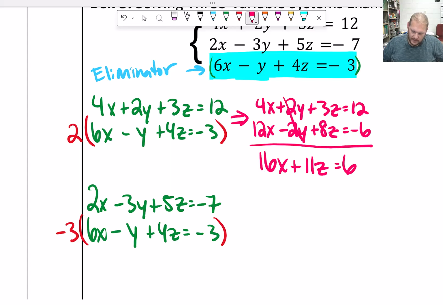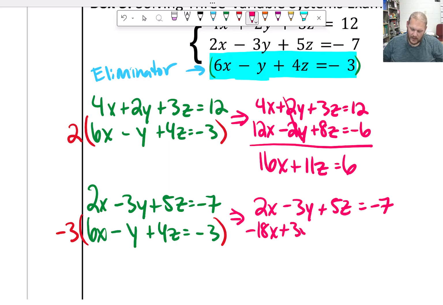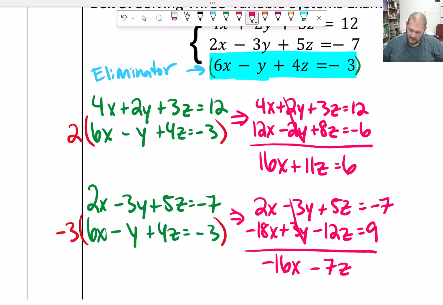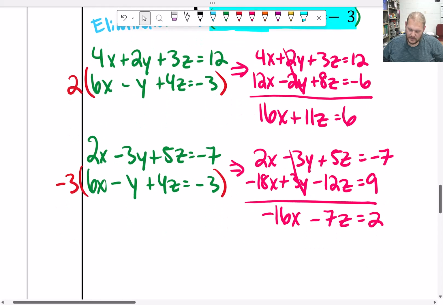So when I do that, that gives me 2x minus 3y plus 5z equal to negative 7 up top, negative 18x plus 3y minus 12z equals positive 9 down below. And so when I add them up, I end up with negative 16x minus 7z equals 2. Right, so negative 16, because that'd be 2 minus 18 is negative 16x.